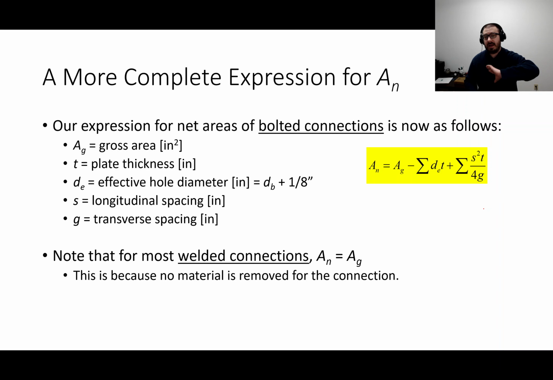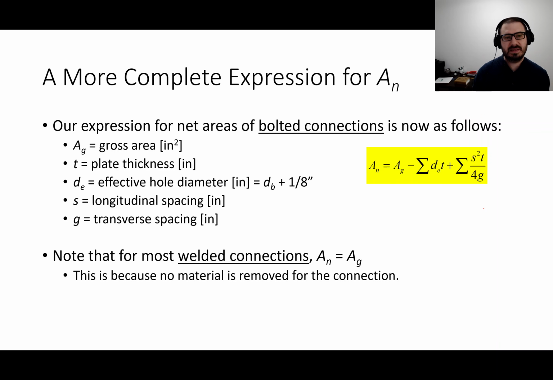So what is a more complete expression for net area? This is going to be our real expression for net area. We've been building toward this since the last lecture, and now I can just say, here it is. Our expression for net area is the gross area minus the sum of all of the bolt holes, which is the diameter times the thickness. Again, diameter is the bolt diameter plus 1/8 of an inch, plus any stagger factors. And the stagger factors are S squared T over 4G.